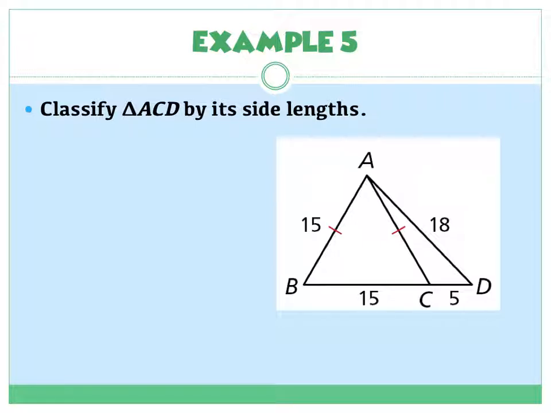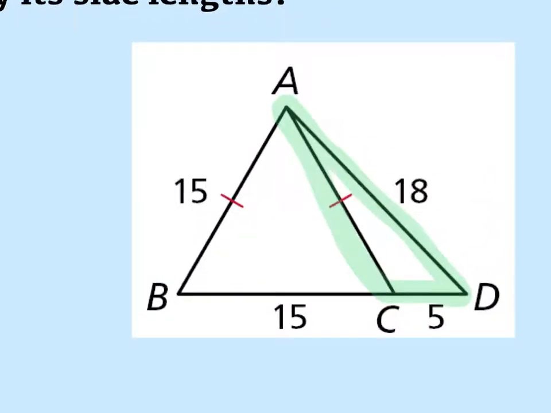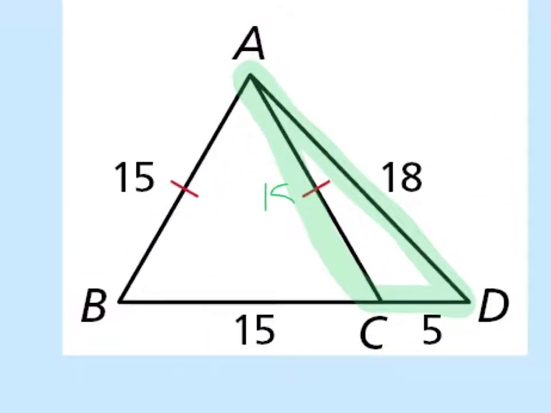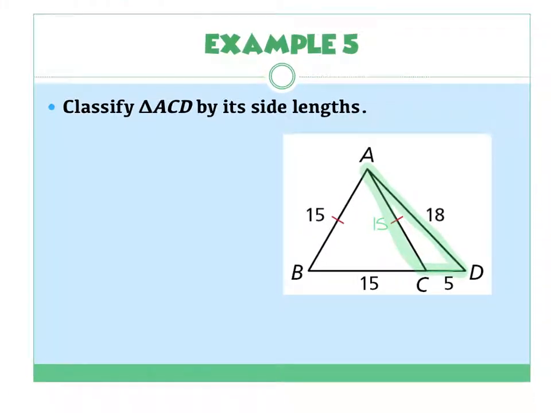So classify triangle ACD. So we're looking at this triangle to the right, ACD. What type of triangle do we think this one is? Isosceles. So this side here is 15. So we have a side that's 5, a side that's 15, and a side that's 18. So no three sides are the same, so this is a scalene triangle.